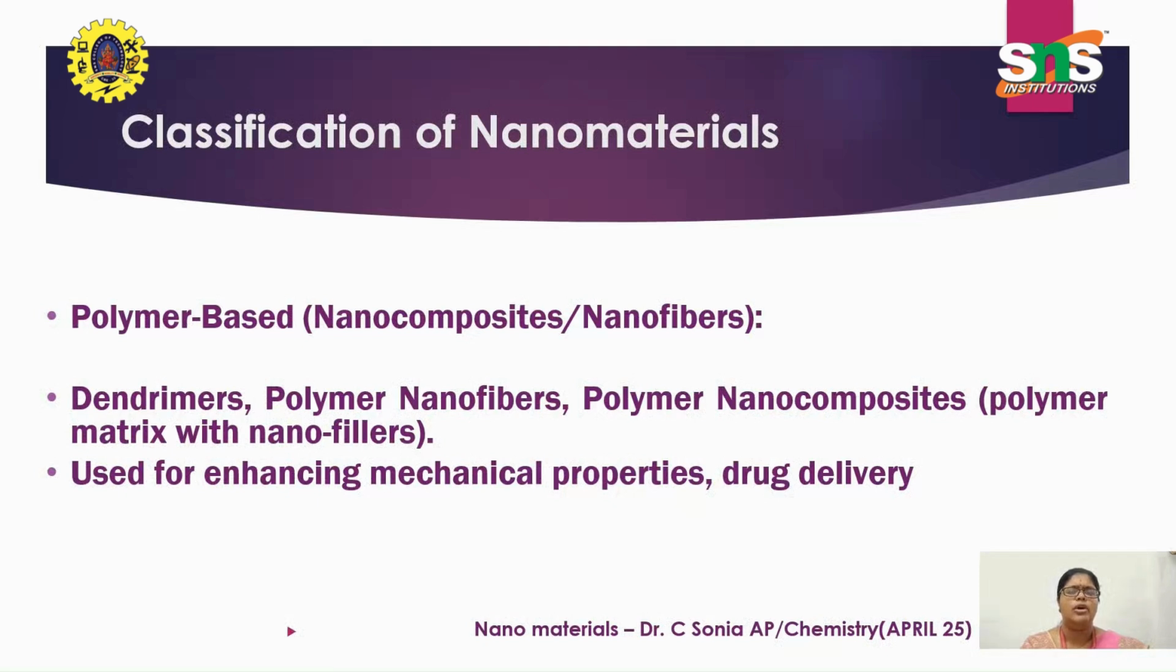These nanocomposites have a matrix, that is, a continuous phase, and you have the nanofillers. The nano types of fillers are filled into that continuous phase. So they are actually a polymer matrix with nanofillers. They are the polymer nanocomposite materials. They are used for enhancing the mechanical properties, for drug delivery, etc.